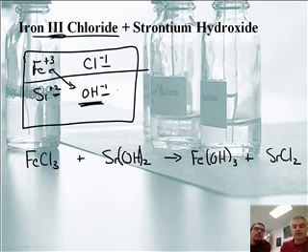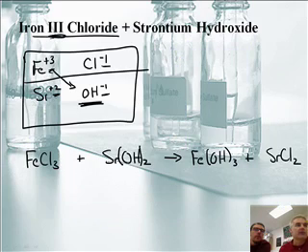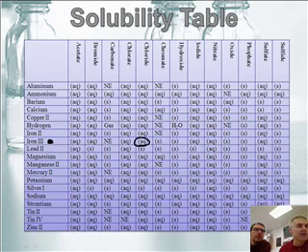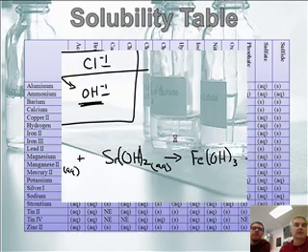Now we need to look at our chart to see if this reaction occurs. So we have iron 3 chloride, and chloride is over here, aqueous. So iron 3 chloride is aq. Strontium hydroxide. Strontium is down here. Hydroxide, aqueous. I got the right box. So we got two aqueous, so we have potential for a reaction. Let's see if we can make a reaction.